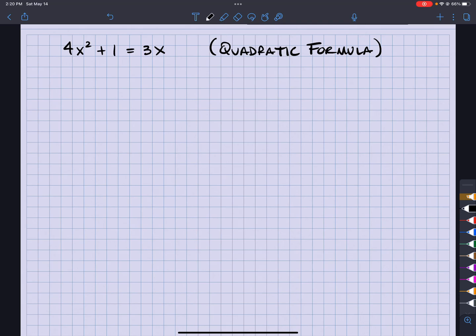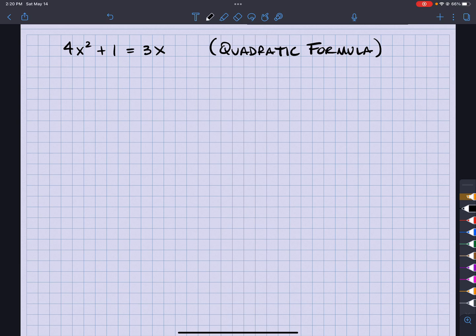All right, so this problem here, we are given the direction to use the quadratic formula to solve this equation. And again, I would have known that we had a quadratic equation because I had a square term and an equal sign, right? So I gotta get everything on one side anyways. So this tells me to use the quadratic formula.